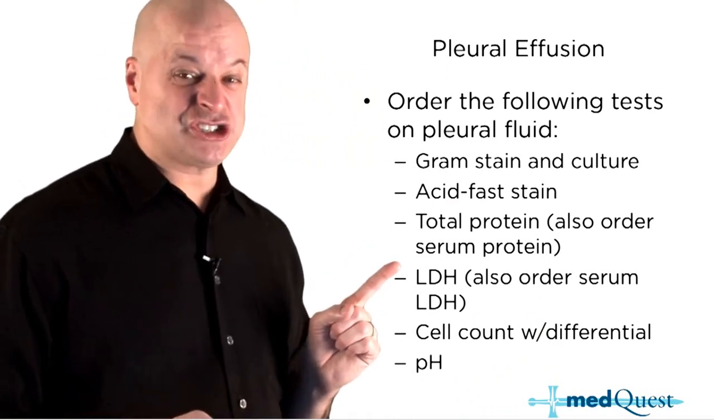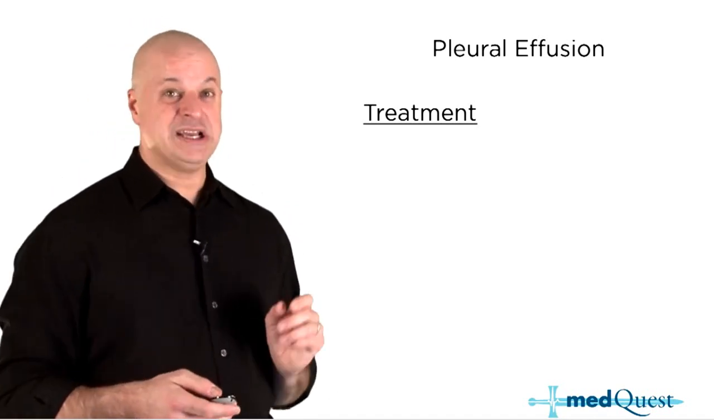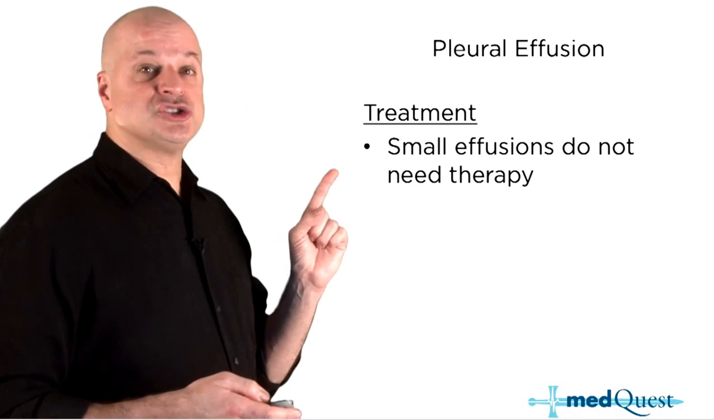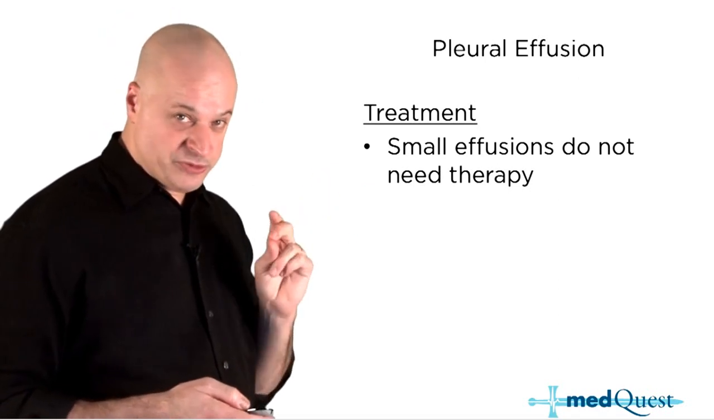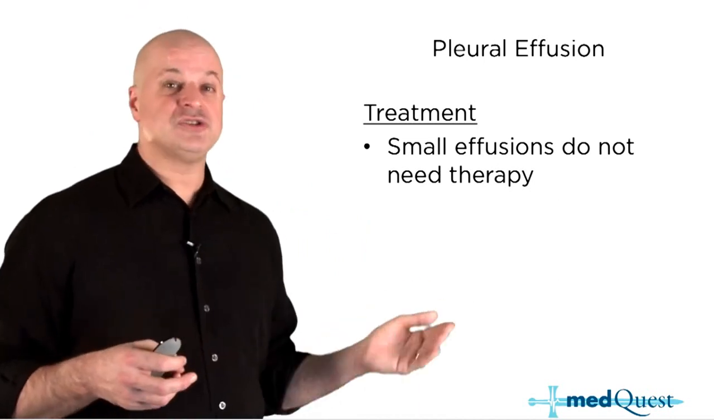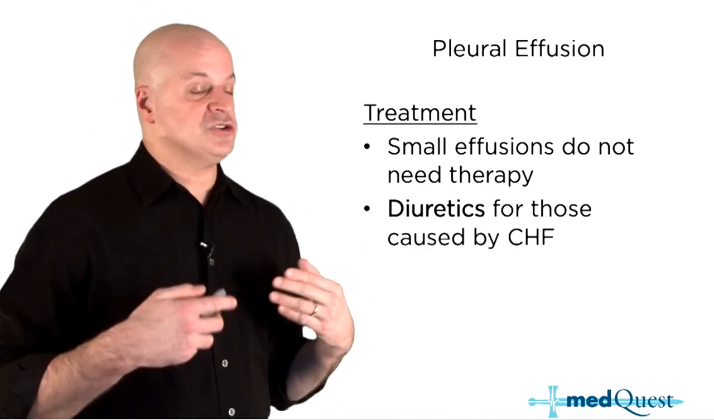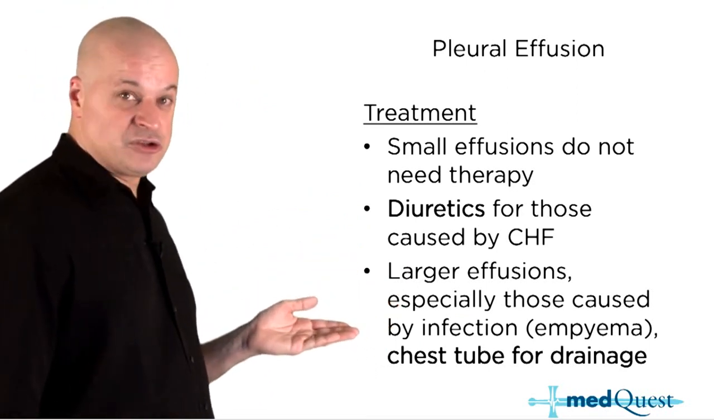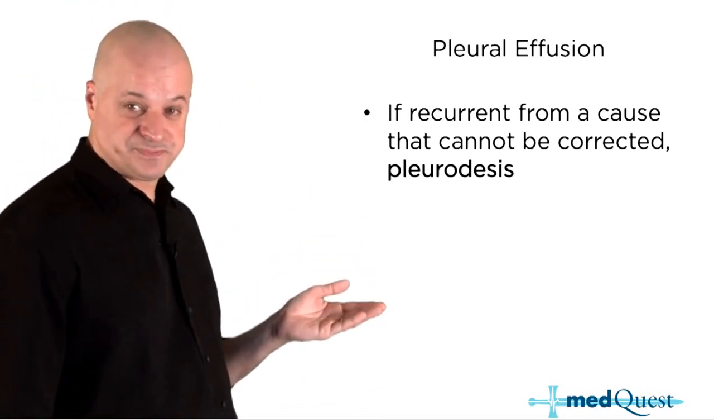A pH of 7.2 is a disaster in the lungs, because the normal pleural fluid pH is more alkalotic than blood. Small effusions don't need any therapy. You can use diuretics and correct the underlying cause. You can drain it out and correct the underlying cause.